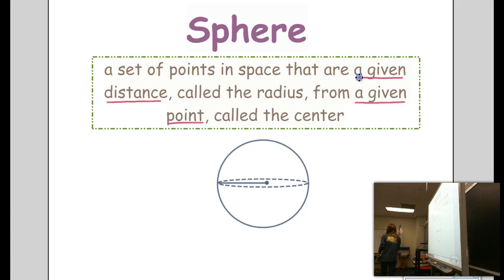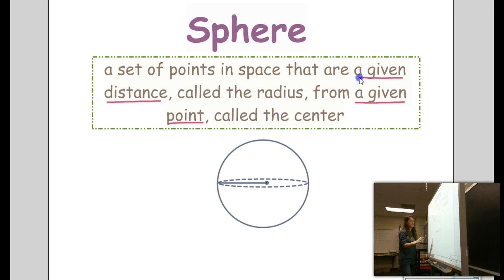So what that's saying, well, I'll let you copy it down and then I'll tell you what it's saying, because I know it's hard to copy down and listen at the same time. Set of points, given distance called the radius from a given point called the center. So all a sphere is a collection of points. Well, that's all anything is, but it's a collection of points that happen to be equidistant from the center. Equidistant? It is a real word.